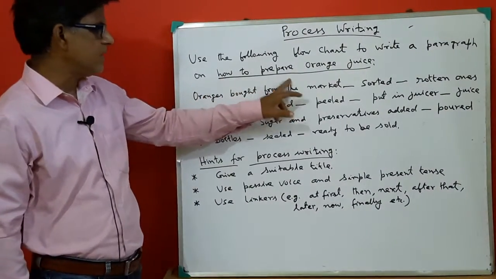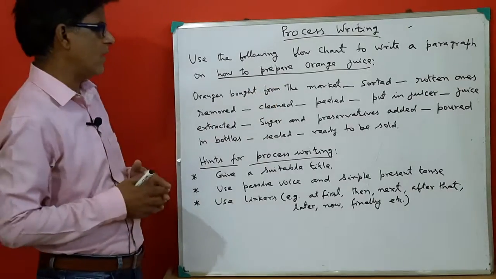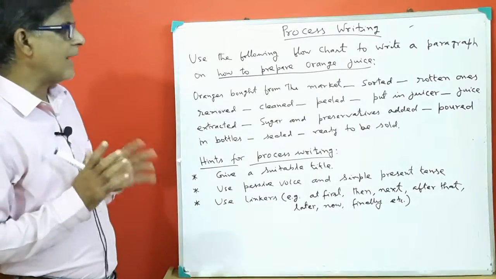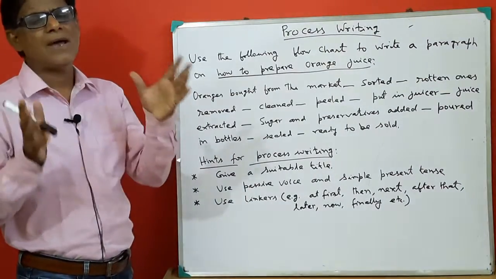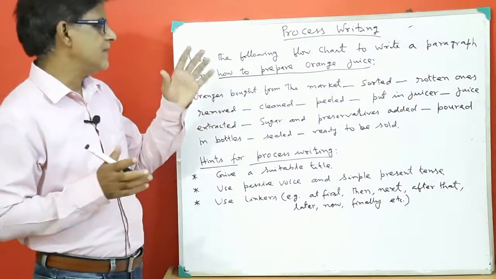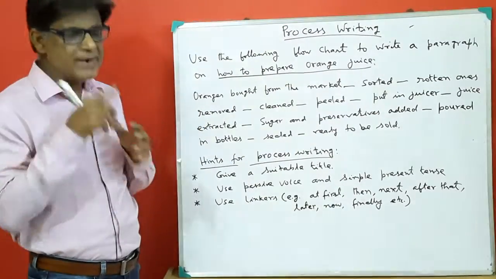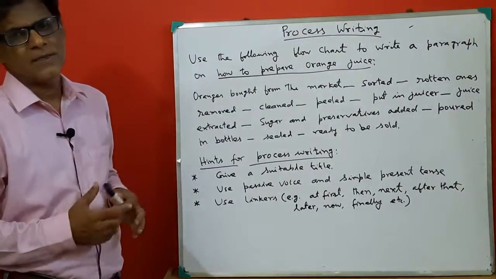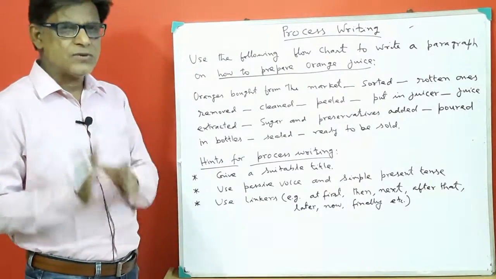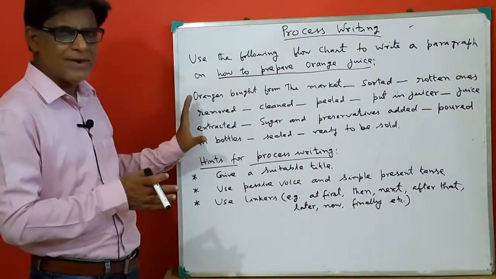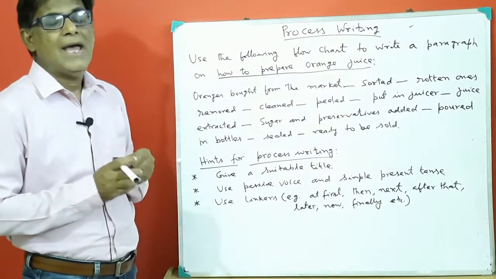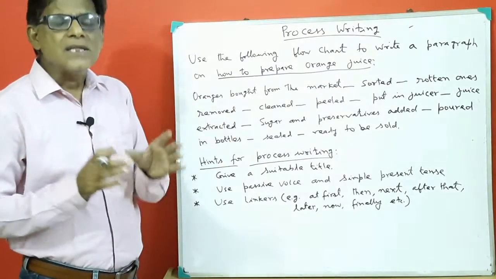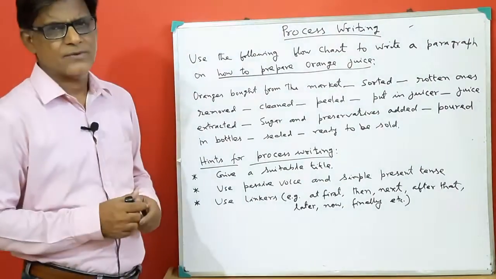This is the topic, how to prepare orange juice, and on this topic you have to write a paragraph. And for writing a paragraph, you need not memorize anything. In English language and in the writing section, students are discouraged from memorizing. Memorizing is not required. Students will be given certain points in the question paper, and they have to develop those points. And with the help of those points, they have to write a paragraph.